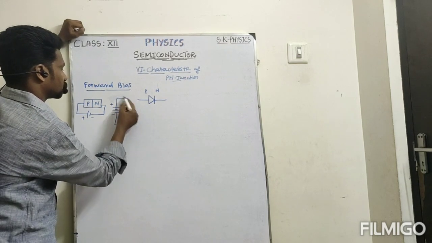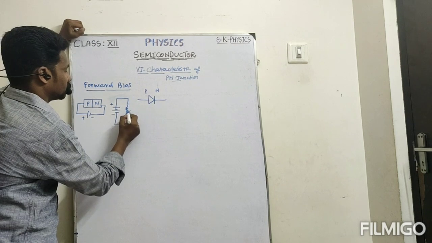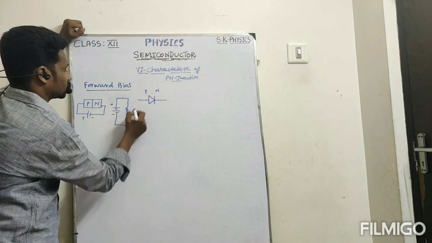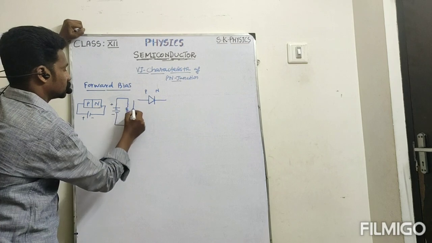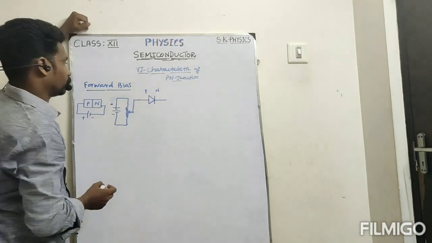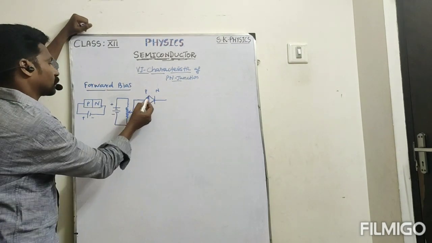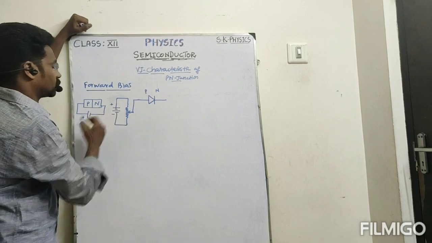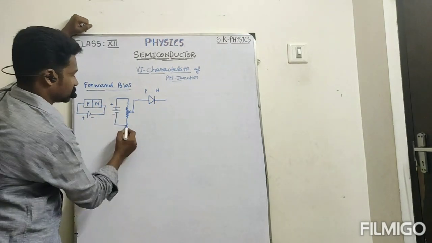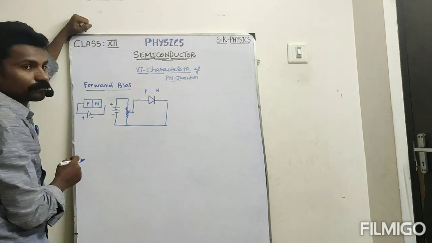In the rheostat there is one terminal, then another terminal, and at the top of the rheostat one more connection, which can be connected with the P side of the diode. So now the P region is connected to the positive terminal and the N region is connected with the negative terminal. So this is the equivalent circuit here.